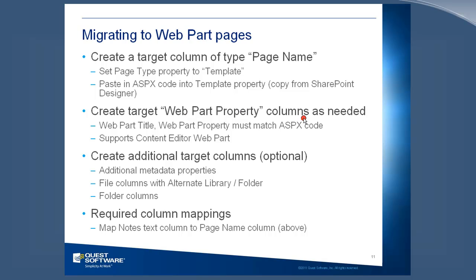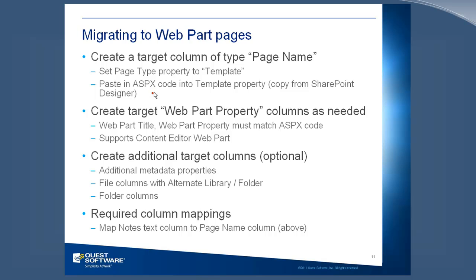So you could have ASPX code hard-coded in the template property that has 6 web parts laid out, but then you're only going to dynamically map 2 of those. Maybe you're just going to map the rich text content and the title. And so for every column you want to map, you'd set up a Webpart property column, and then you configure that column with the title and property that matches what you described in your ASPX code, and then you can map to it. You could really send notes data to any property of any web part on that page.